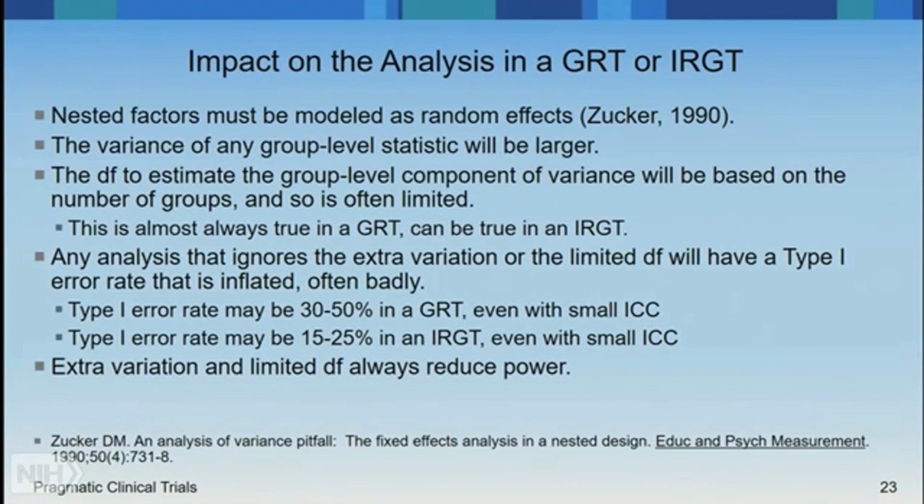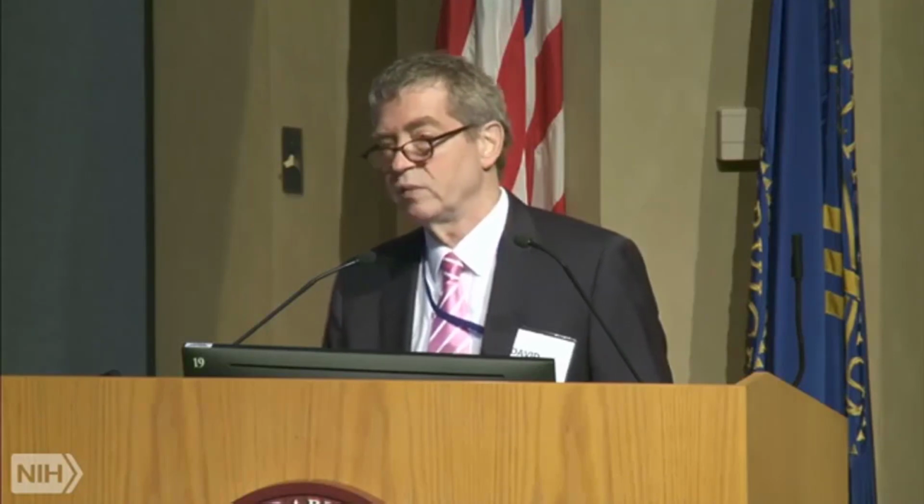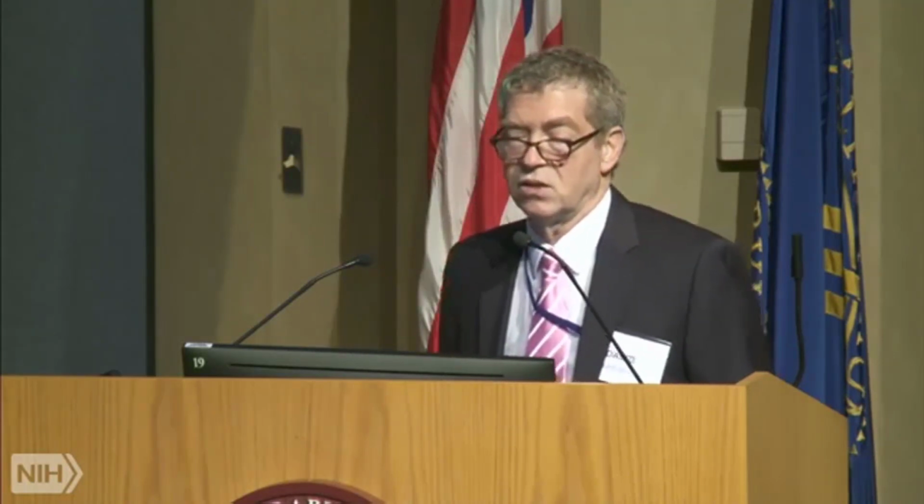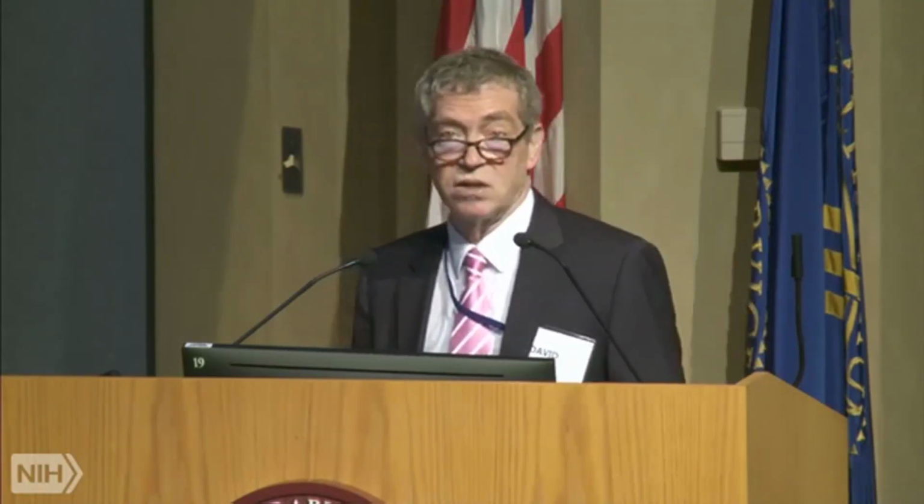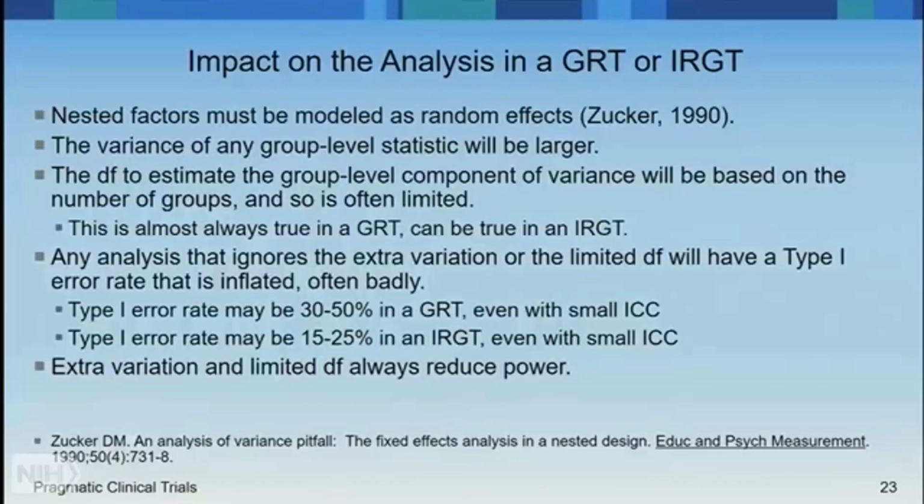Nested factors must be modeled as random effects. If they're not, you're going to have an inflated type 1 error rate. The variance of any group level statistic as a result will be larger. The degrees of freedom available to estimate that statistic are going to be smaller because it's based on the number of groups, not the number of participants.